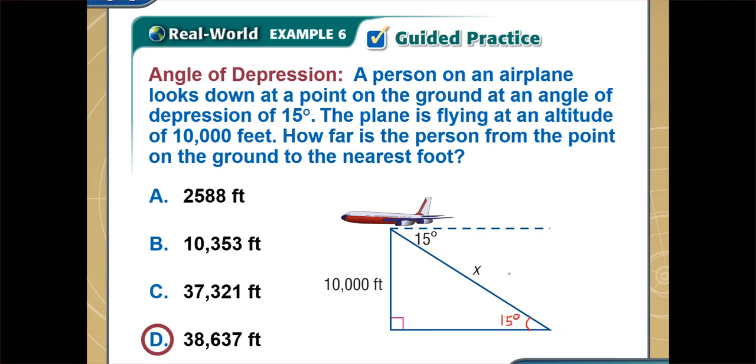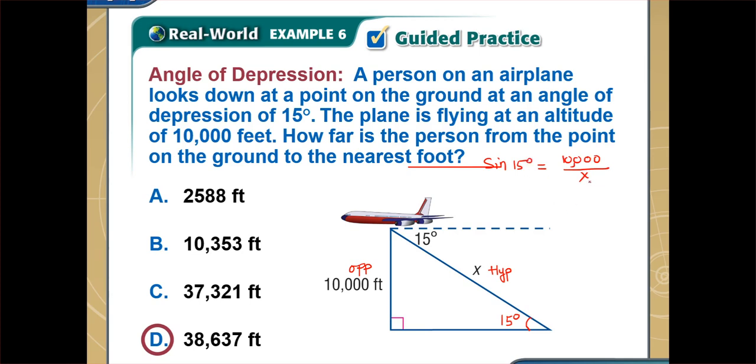Now you have the reference angle 15 degrees. I can label this as the opposite, and this will be the hypotenuse. Now we are going to use sine. So sine 15 degrees equals opposite 10,000 over the hypotenuse x.